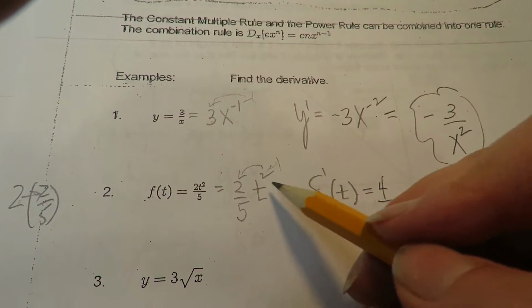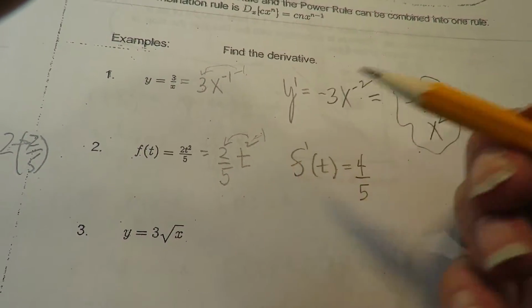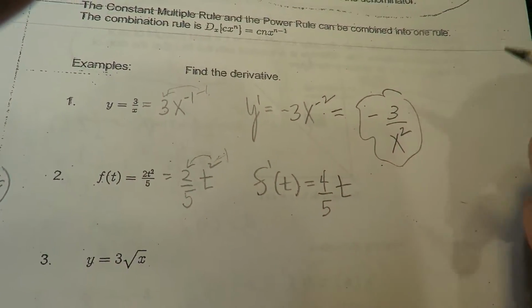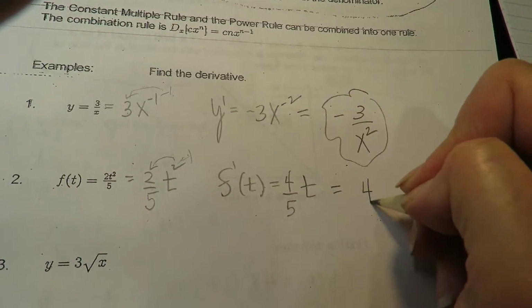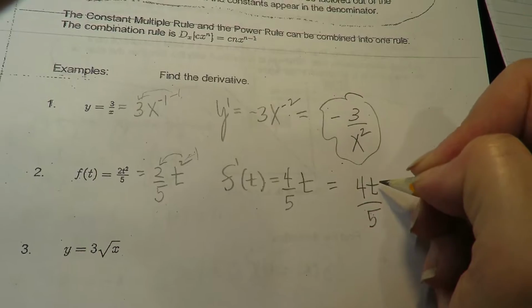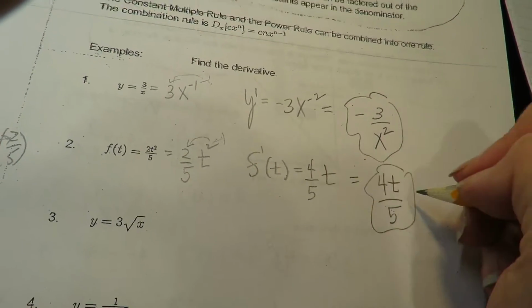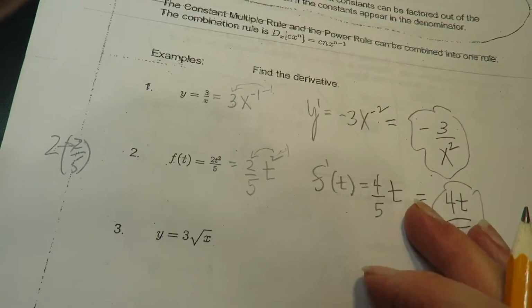And then I have to subtract 1 from the exponent, so it becomes 1 less, so that's going to be a t. So it's 4/5 t, you can write it like that, or if you want to put it back the way it came, it would look like that. Both of these forms are correct, one's not better than the other, okay?